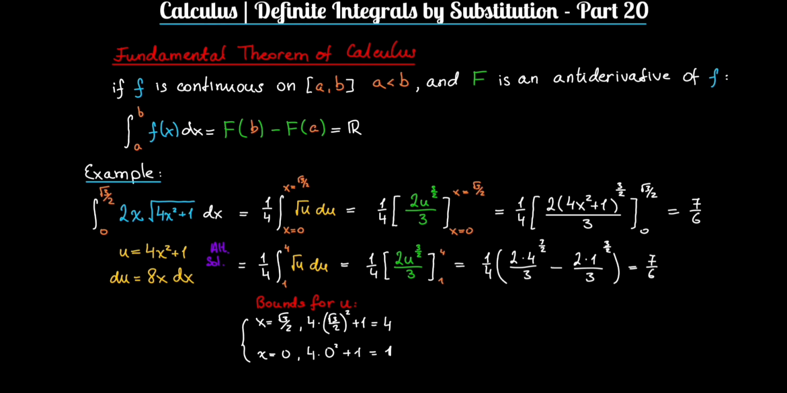So, in conclusion, both of these methods are correct. It's all about personal preference. I personally prefer the second method, changing the bounds for u. However, some people might find it confusing and stick with the original one, where we keep the x bounds and simply plug the substitution back into the function. They're both good.